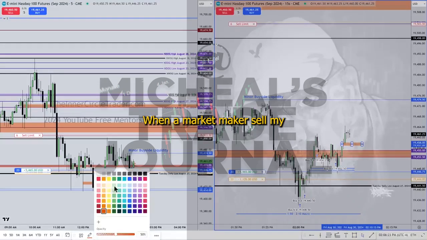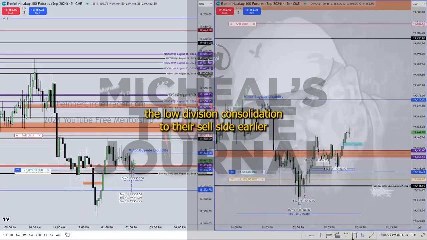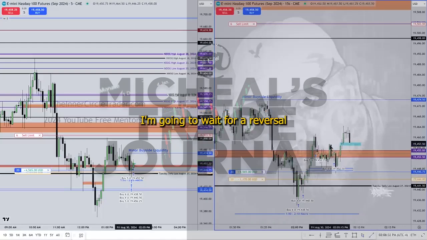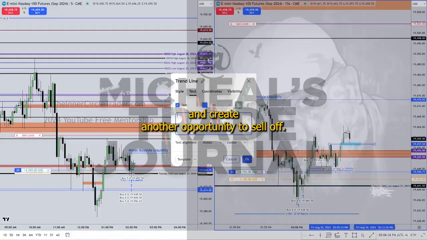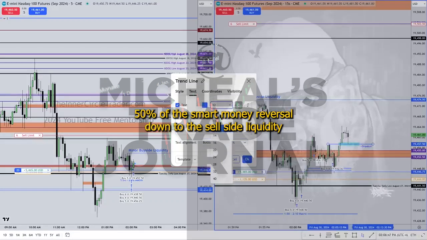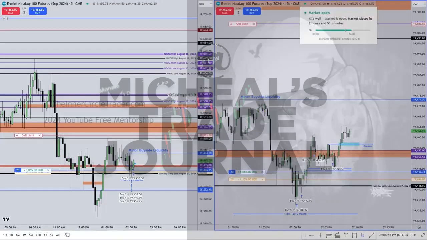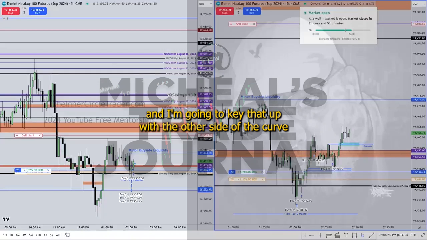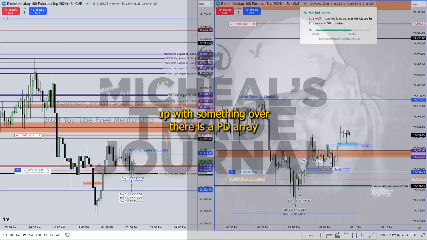On a market maker sell model, I would be aiming for a pool of liquidity below the original consolidation. So there's sell side down here. I'm going to wait for a reversal, and I'm going to wait for it to sell off and create another opportunity to sell off, but at least pierce 50% from the smart money reversal down to the sell side liquidity. It has to drop at least 50%. If it drops 50% of that and then starts to rally again, I'm going to key that up with the other side of the curve where the market was rallying up before it reversed. I'm going to pair it up with something over there as a PD array that was bullish on that side, but now it's going to act as an inversion level.